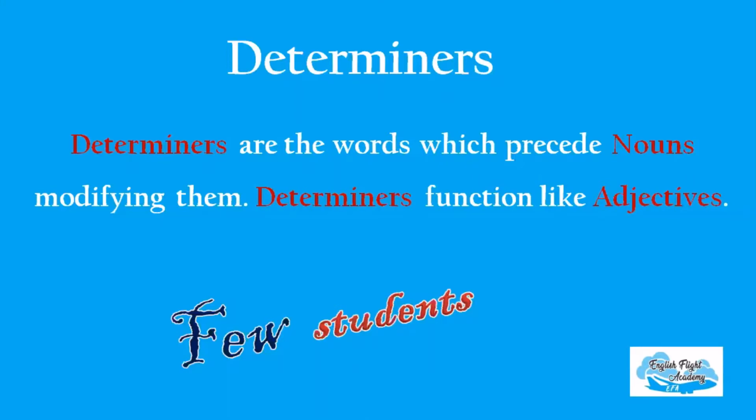Here in the example, few students. Few means not many. In fact, almost none. So few is a determiner here. It is preceding the noun students. What does preceding mean? It means coming before the noun. Few is written before the noun students, and that is called as a determiner. It's written before the noun students.